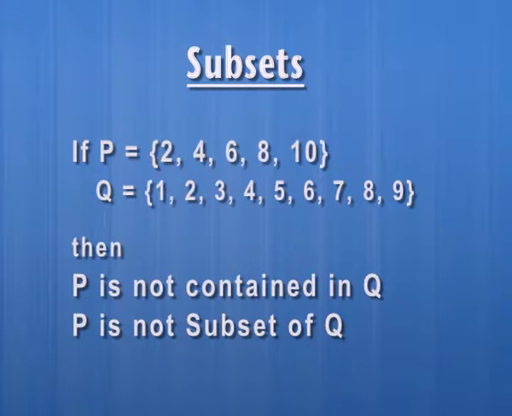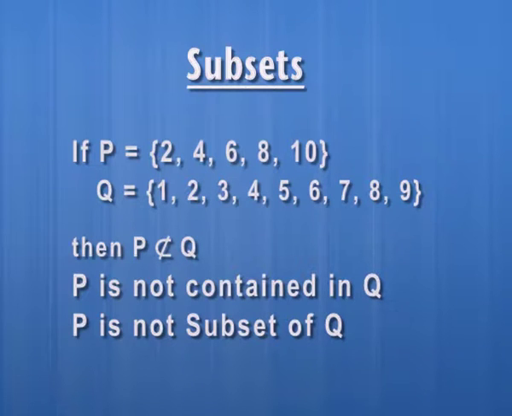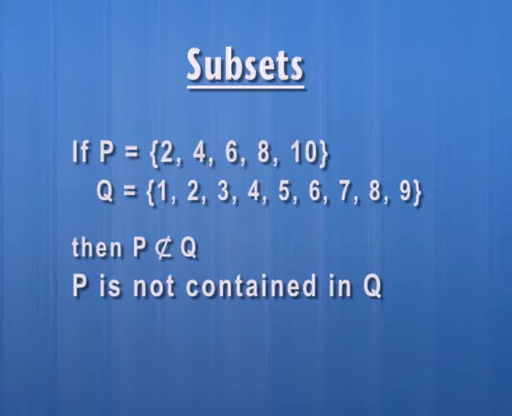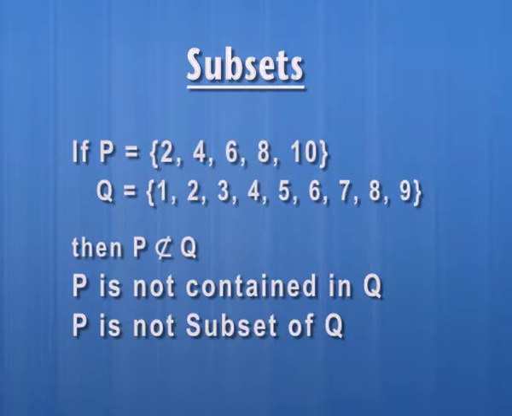We say that P is not contained in Q, or we write it like this: P not contained in Q. This is the symbol for not contained. When P is contained in Q, we say P is a subset of Q. When P is not contained in Q, we say P is not a subset of Q.